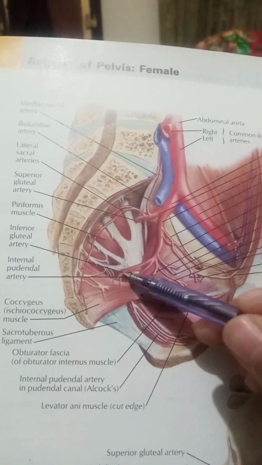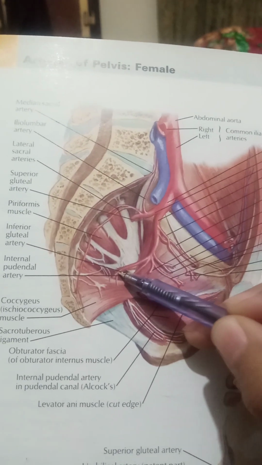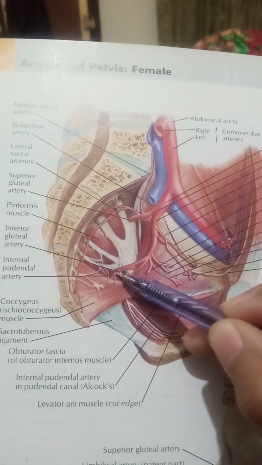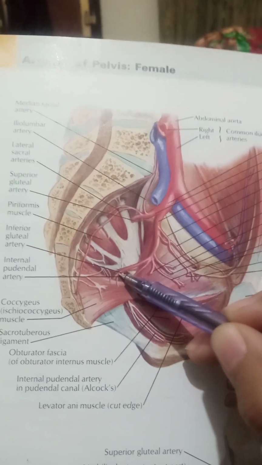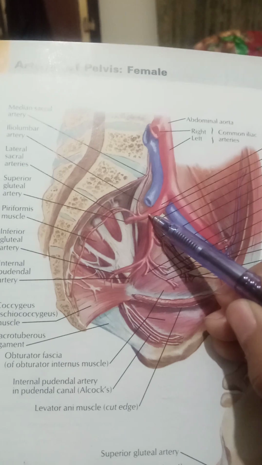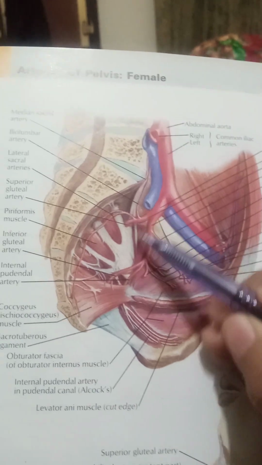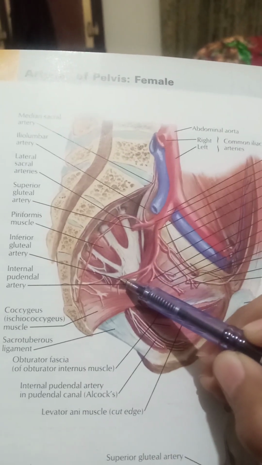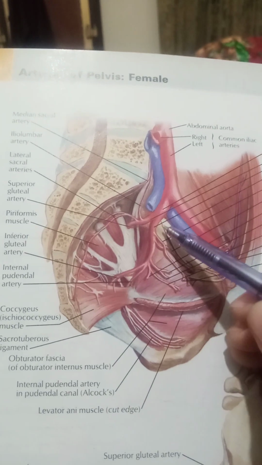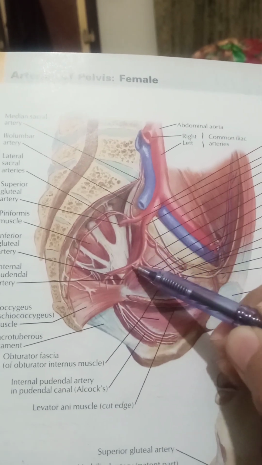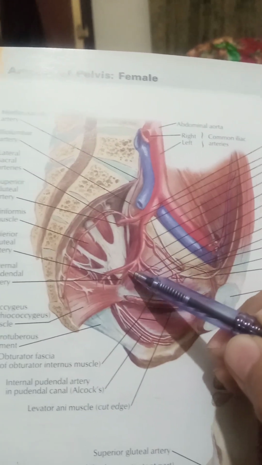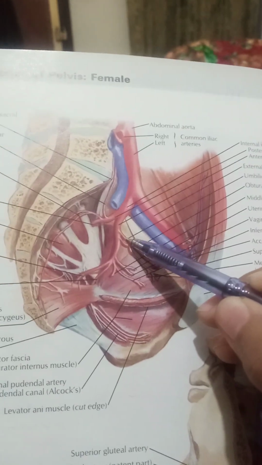Inferior gluteal artery supplies the gluteal region of the body. Superior gluteal artery was originating from the posterior division of the internal iliac artery, while inferior gluteal artery is the terminal branch of anterior division of the internal iliac artery. So we have completed umbilical artery.